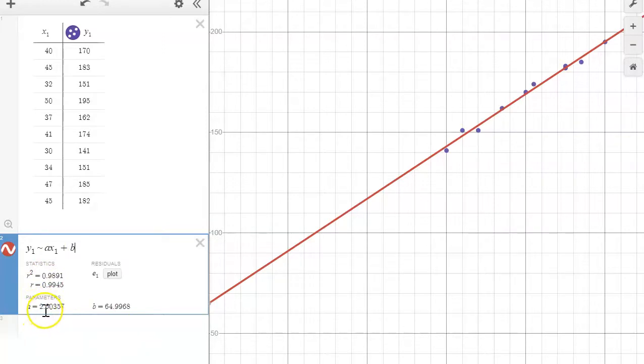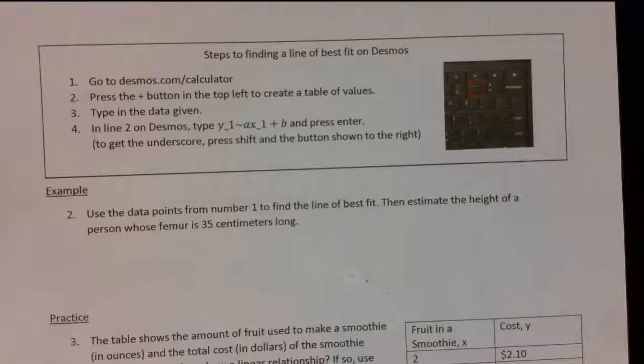My a value is going to be 2.60. And if I'm going to two decimal places with my b value, if I look at it, it would be right here between the 9 and 6, which would round up to 65. One more thing I want to notice is my correlation coefficient, it's 0.9945. This is telling me it is really, really close to being a perfect line. They're just a little bit off. So that means this is a strong correlation coefficient.